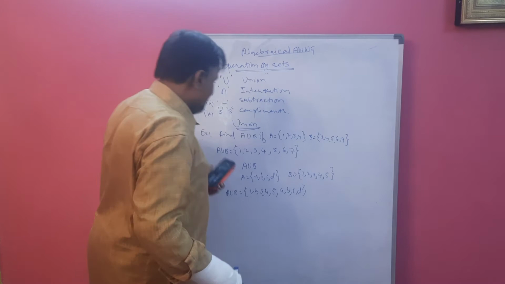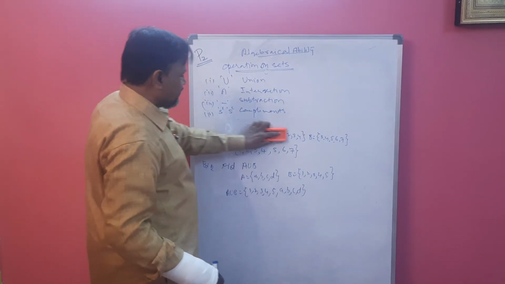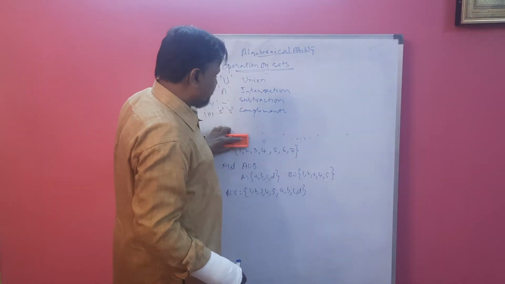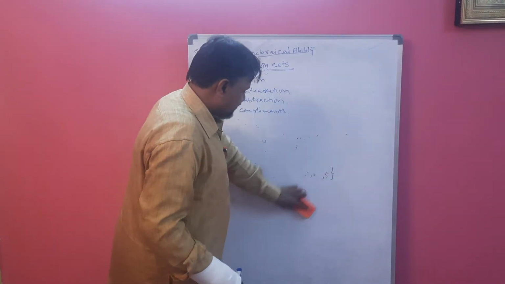Now see, intersection means we have to take only common elements of A and B. Only common elements of A and B.